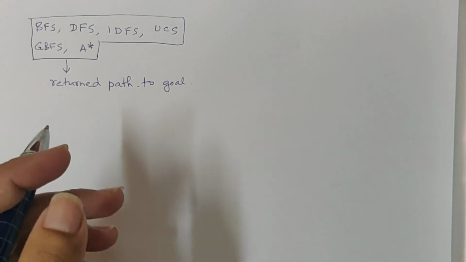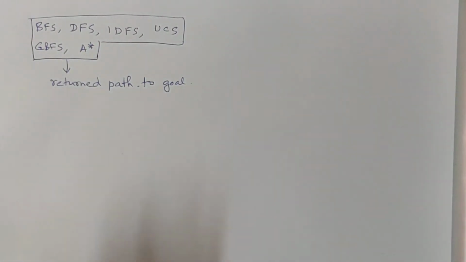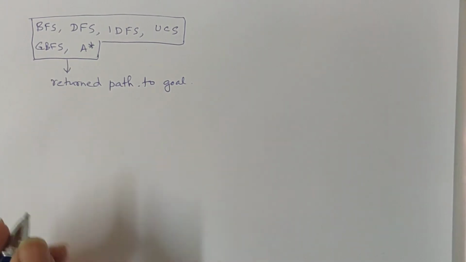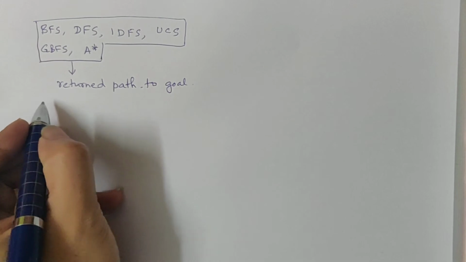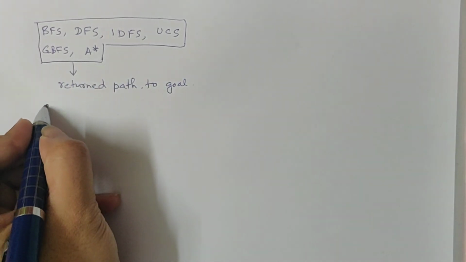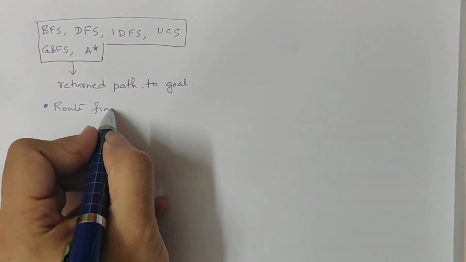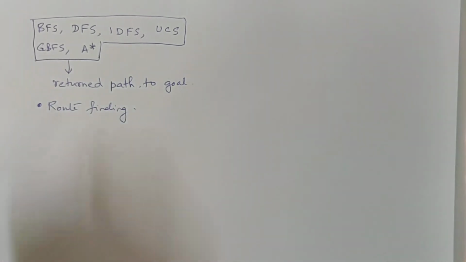So what can be the real world applications of these algorithms, or actually I should not say what can be, what are the real world applications which we regularly use? One is route finding, the core algorithm running behind Google Maps.